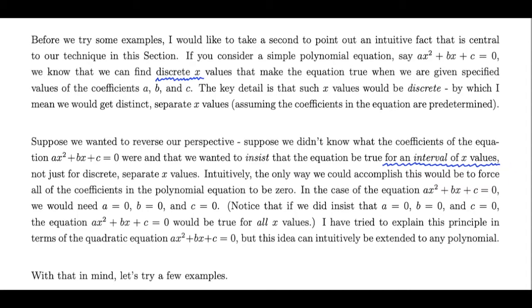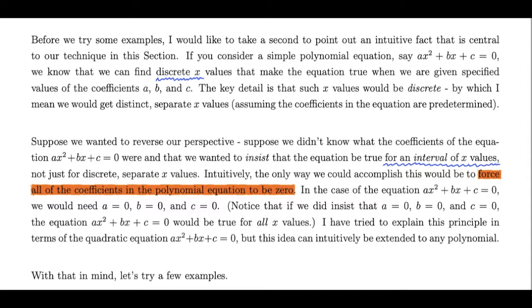Imagine somehow that the solution would be true on all x values from 0 to 1. I think it's pretty clear intuitively that the only way to accomplish this would be to force the coefficients in the polynomial to be 0. In the case of our particular quadratic, I would need to force a and b and c to all be 0 in order for the equation to be true for an entire interval of x values. And as I note here, if I were to force a, b, and c to all be 0, then this equation would become true for all x values. And that means it's certainly true for an interval of x values.